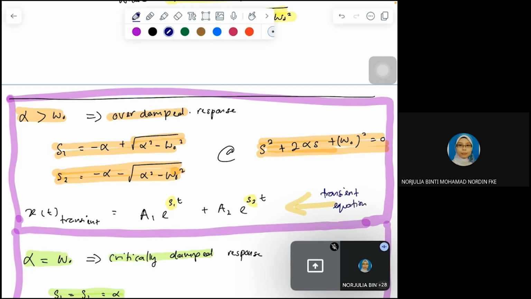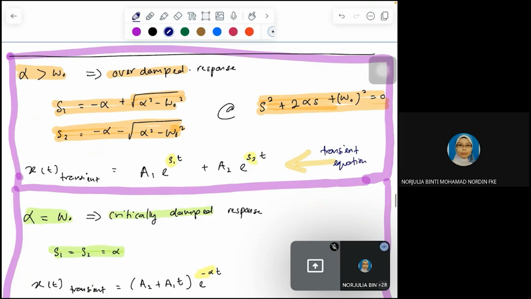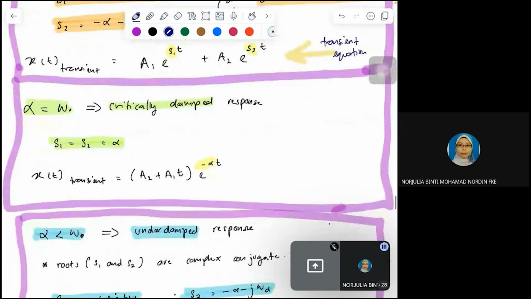If your circuit falls under critically damped response, this is your characteristic parameter, which is S1 equal to S2 equal to minus alpha. And this is the transient equation.